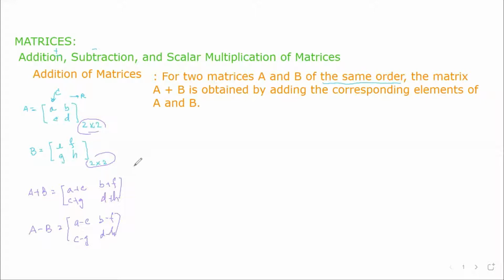Now I will explain a little bit more about this. What they call the equality of matrices.